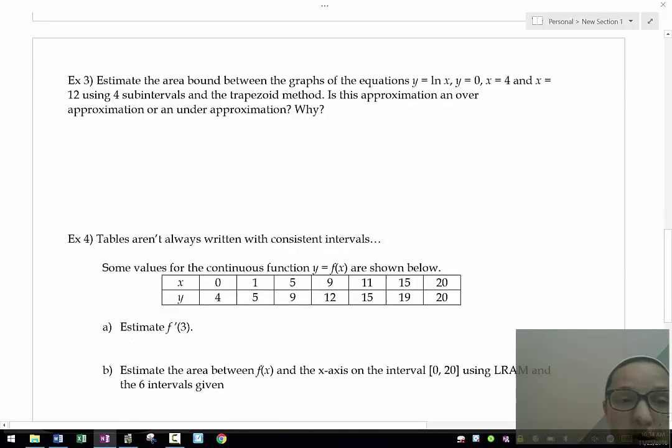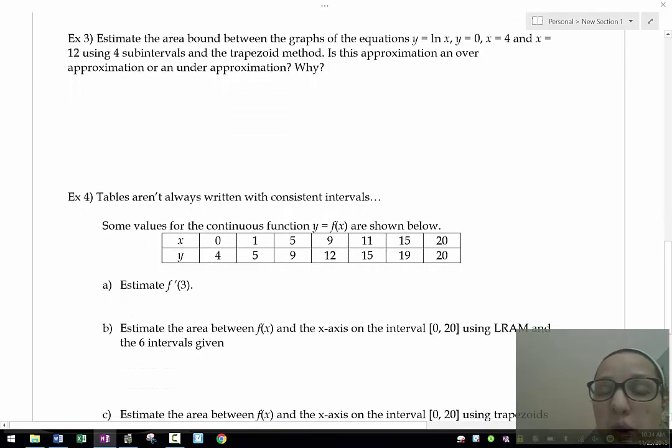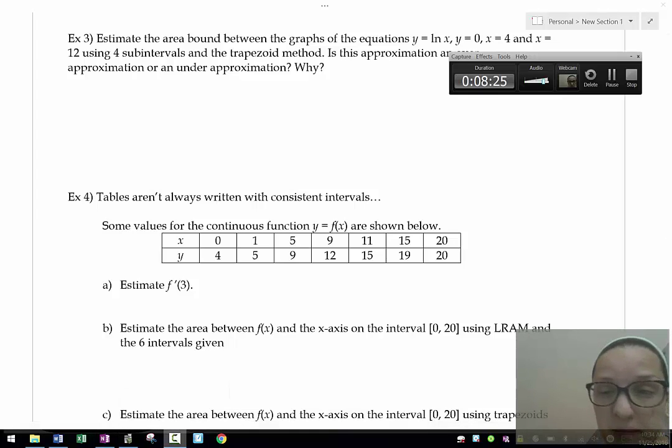All right, so what do I got next here? Estimate the area bound between the graphs of y equals ln x and all that stuff using 4 subintervals in the trapezoid method. Is this over or under? I'm going to let you do that and then come back. So I'm going to pause this for a second. I want you to sketch it on your own, figure out what the area would be, and then check with mine. Ready, set, pause.